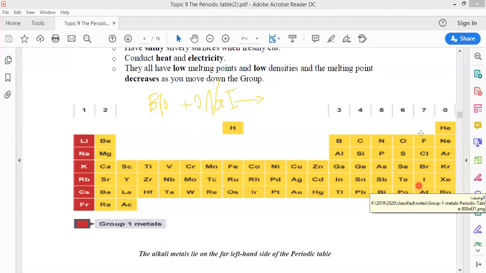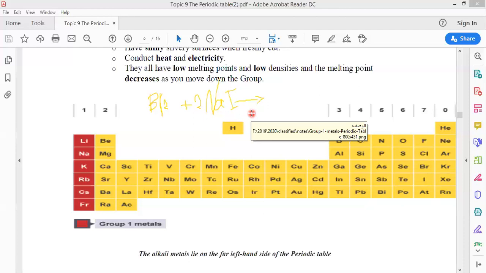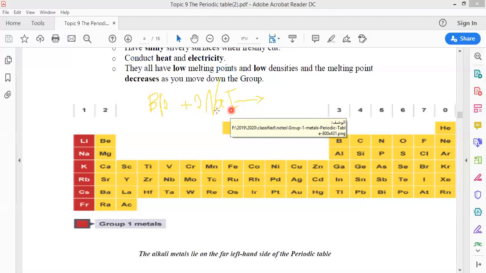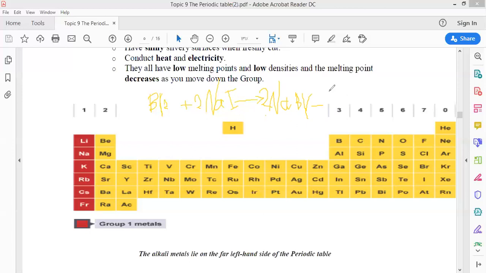So bromine is more reactive than iodine. So bromine can take the place of iodine to form what? Instead of sodium iodide, it will be sodium bromide. So the answer is 2NaBr plus I2, because bromine is more reactive than iodine. So bromine can take the place of iodine.